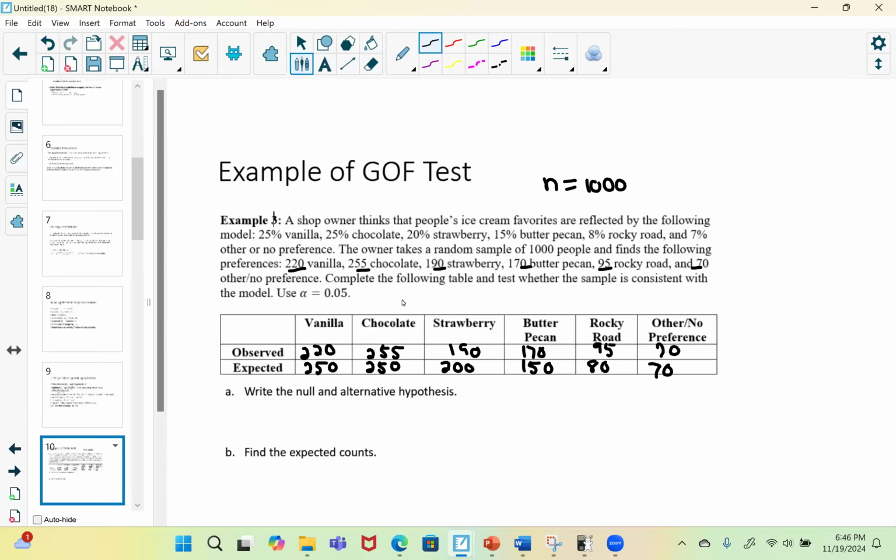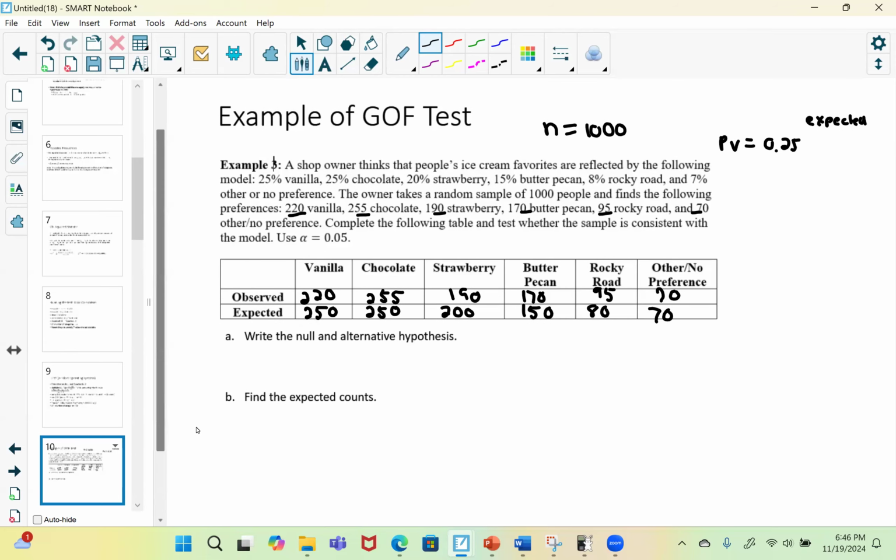And then to get the expected, how I got the expected again is I take the probability of each one. So the probability of vanilla is 0.25. You don't have to do this again, you can just put it in the table. But if I wanted to find the expected for the vanilla, I take the 0.25 and I multiply it by the sample size. And that gave me that 250. And that's how I got that.